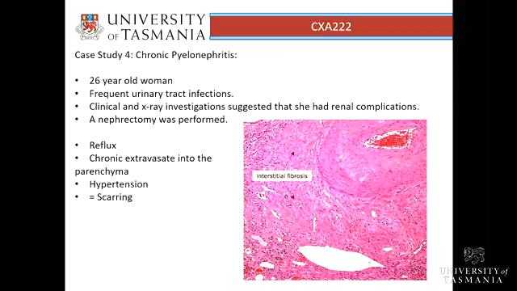Chronic. This is quite, I won't say common, but it's not uncommon to have recurrent urinary tract infections resulting in a chronic pyelonephritis. So we've got a 26-year-old woman. She had frequent UTIs. Clinical and X-ray investigations suggested that there was some form of renal complications, so they removed one of the kidneys.